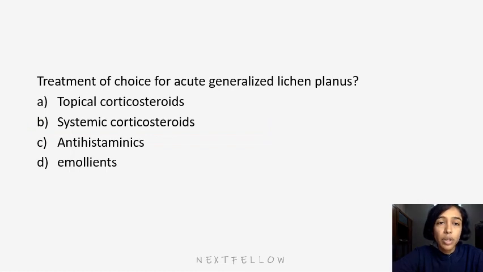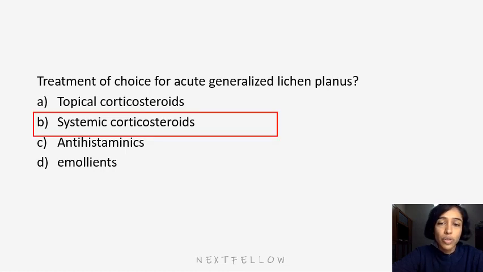Treatment of choice for acute generalized lichen planus. So we're talking about some oral treatment. Topical corticosteroid, again, is difficult to apply on such a large body surface area. Systemic corticosteroids can control it. Antihistaminics are just symptomatic treatment. Emollients, again, are just symptomatic improvement. So systemic corticosteroids would be the best answer here.